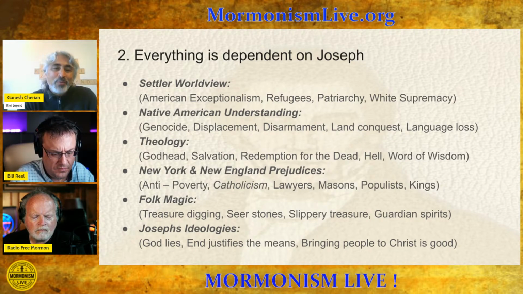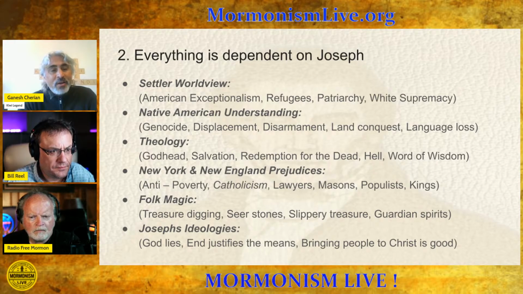And underpinning some of that was patriarchy and white supremacy, and of course that dovetailed into how this worked with the indigenous inhabitants. The Native Americans, there was genocide, there was displacement, there was disarmament, there was land conquest, there was language lost. This is part of what was happening in early America, but that was also what Joseph was trying to explain. The Book of Mormon, in many ways, is a kind of a leopard, how the leopard got its spots, how the Native Americans became so savage, right?